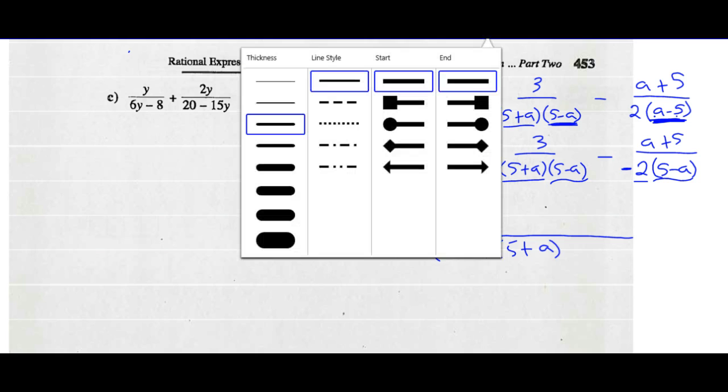What we want to do now is write equivalent rational expressions using that common denominator. So I look at this denominator, 5 plus a, 5 minus a. How do I make it look like my common denominator down here? Well, the only thing it's missing is the minus 2. So I should multiply my numerator by minus 2 because I have to multiply my denominator by minus 2. So negative 2 times my numerator of 3. From that we're going to subtract a plus 5 over negative 2 times 5 minus a.